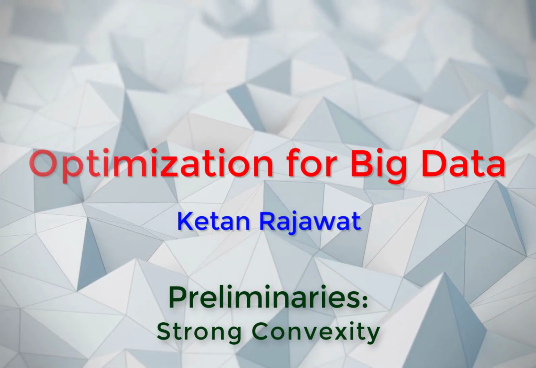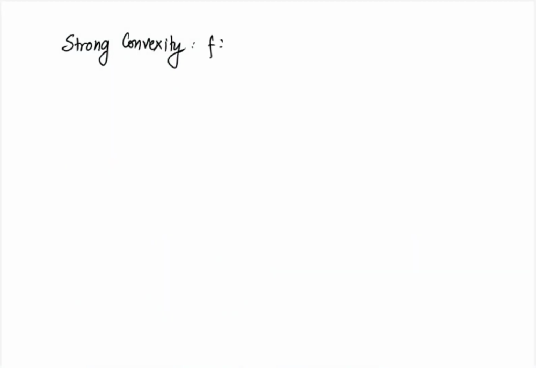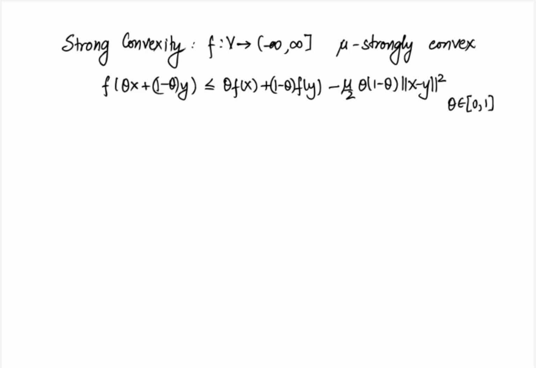Hey everyone, in this video we will look at another regularity condition, that is the strong convexity. An extended real valued convex function f is mu strongly convex, or strongly convex with parameter mu, with respect to a norm if f of theta x plus 1 minus theta y is less than or equal to theta times f of x plus 1 minus theta times f of y minus mu by 2 times theta into 1 minus theta into norm of x minus y square, for all x and y in the domain of f and theta between 0 and 1. This is the zeroth order characterization of strong convexity.